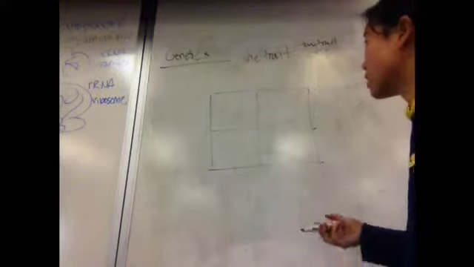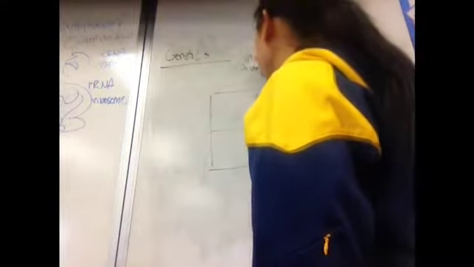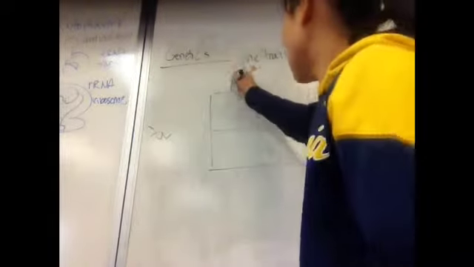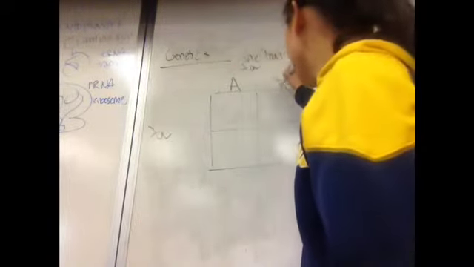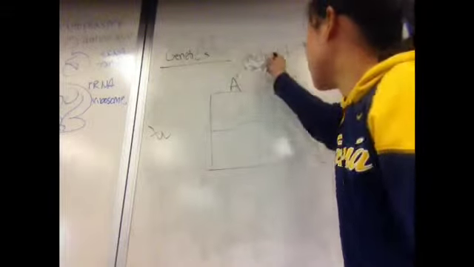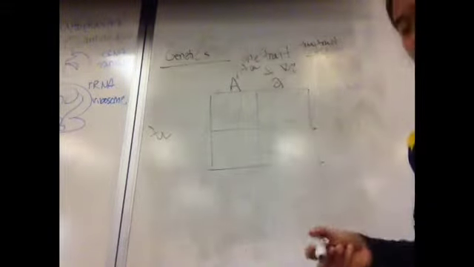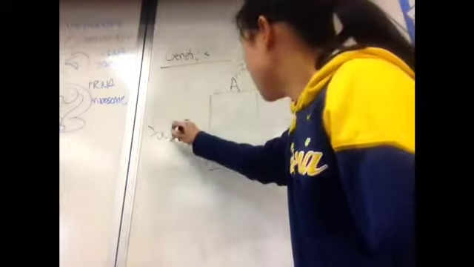So law of independent assortment, we have a mom that is capital A, little a. We have a dad that is capital A, little a. They assort independently, so you could have an equal chance of getting an A, big A, or little a. Equal chance, 50-50. In this case only, special Mendelian genetics, 50% chance of each. Same thing over here.